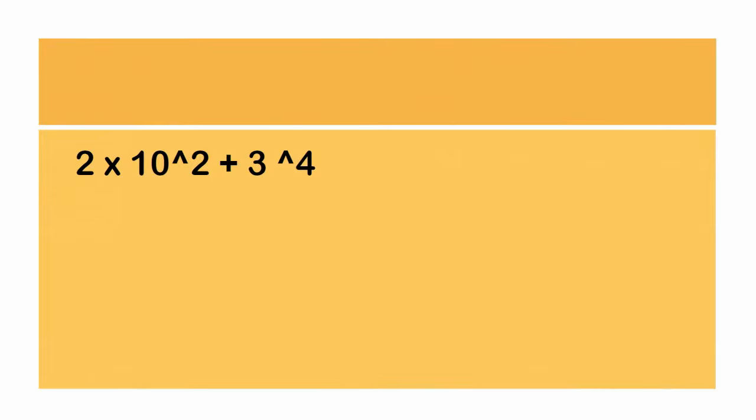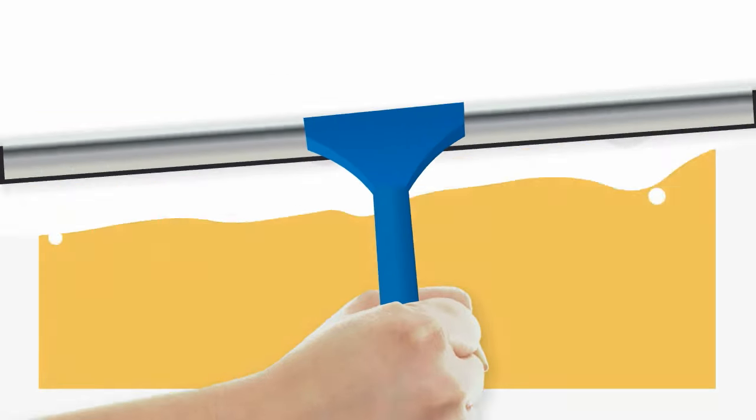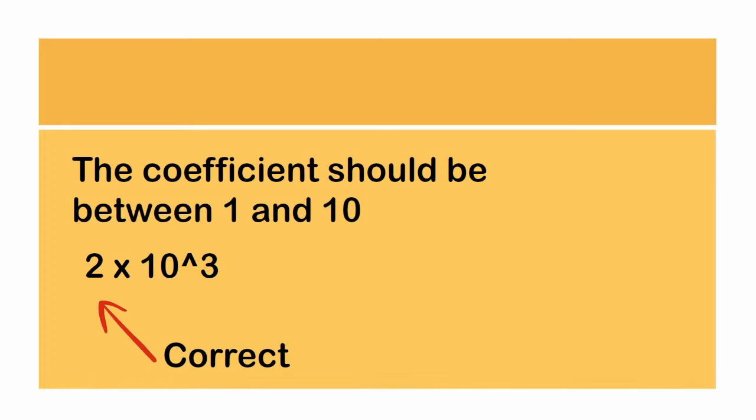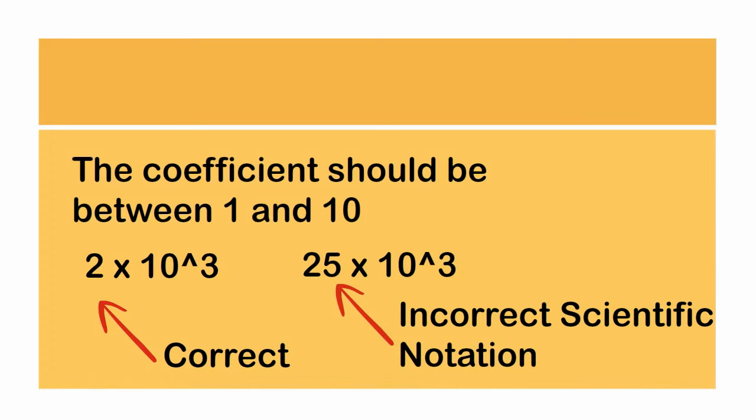start adding. In this example, notice that the powers are different, so you will need to make an adjustment to the coefficient in order to add. And finally, remember, after adding, the coefficient should be between 1 and 10 to be in correct scientific notation.